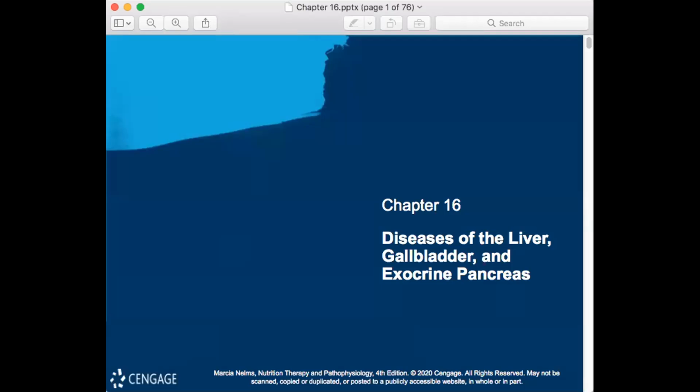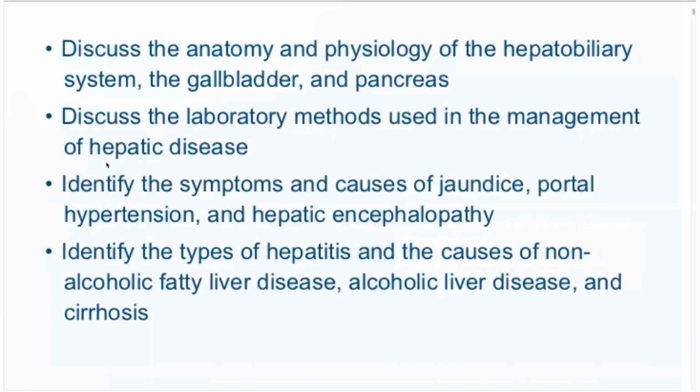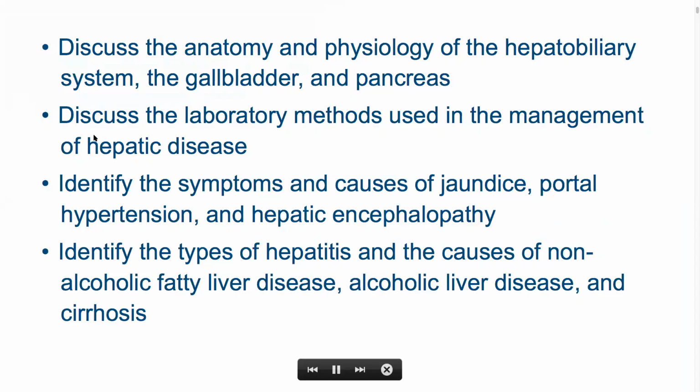Chapter 16, diseases of the liver, gallbladder, and the exocrine pancreas. Learning objectives: discuss the anatomy and physiology of the hepatobiliary system, the gallbladder, and the pancreas.